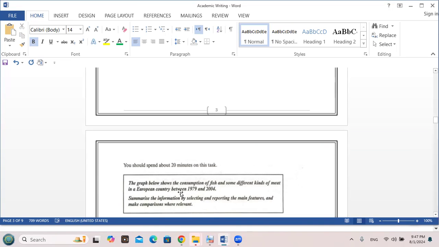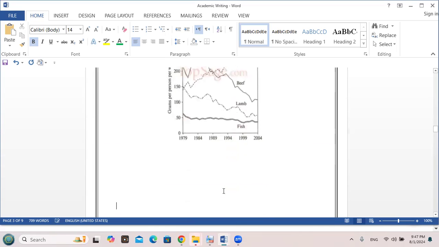Between, you can replace it with from to. It's also okay. As I told you, different, you can write various, you can write varied, you can say several. You can write three other kinds of meat. Whatever you like, kind, you can replace it with the word types or sorts. You can remove all of it and write beef, chicken, and lamb. It's okay. How much fish, chicken and lamb was eaten in a country in Europe from 1979 to 2004.